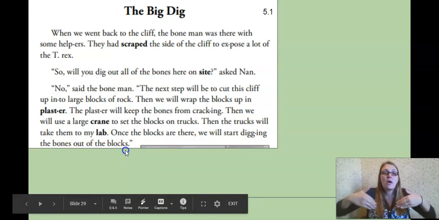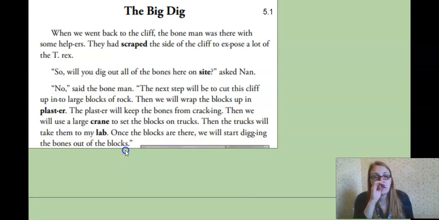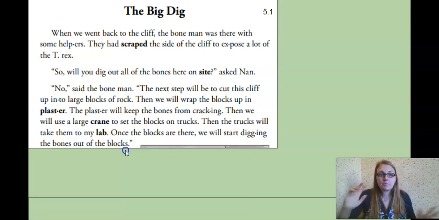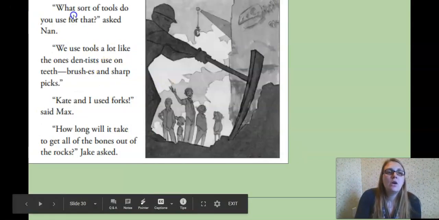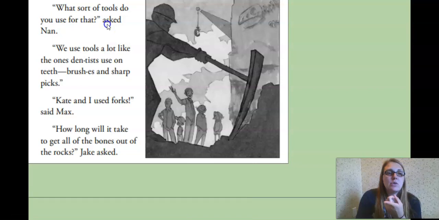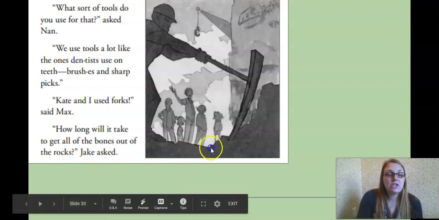So they've cut back part of the cliff to see all the different T-Rex bones. They're going to cut it into big blocks, wrap it in plaster to keep it safe, and then transport that back to the lab where the guys will start digging carefully to get all the bones out. What sort of tools do you use for that? Asked Nan. We use tools a lot like the ones dentists use on teeth, brushes and sharp picks. Kate and I used forks, said Max. How long will it take to get all of the bones out of the rocks? Jake asked.